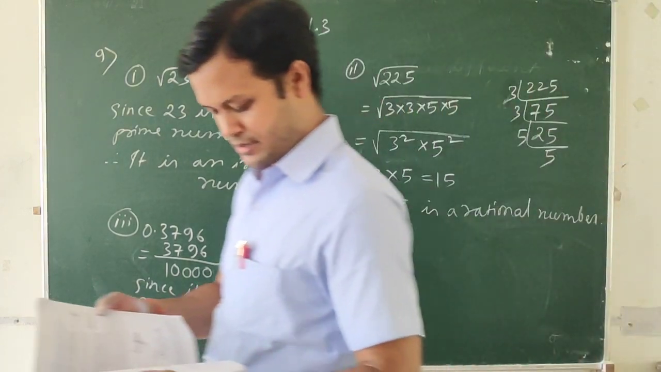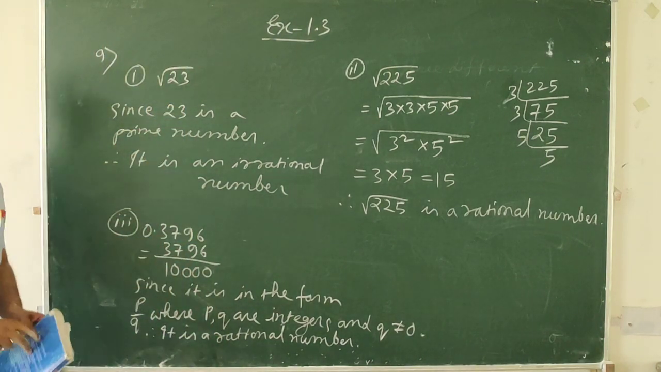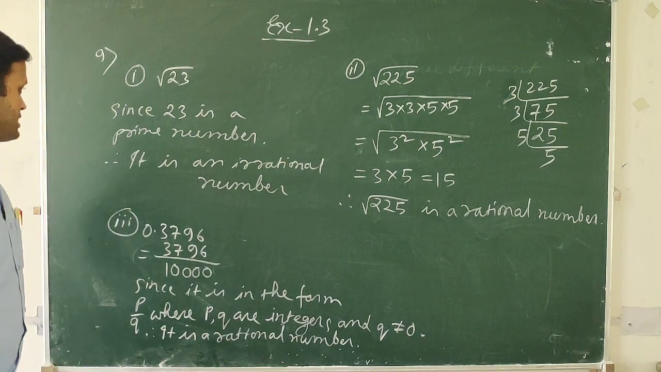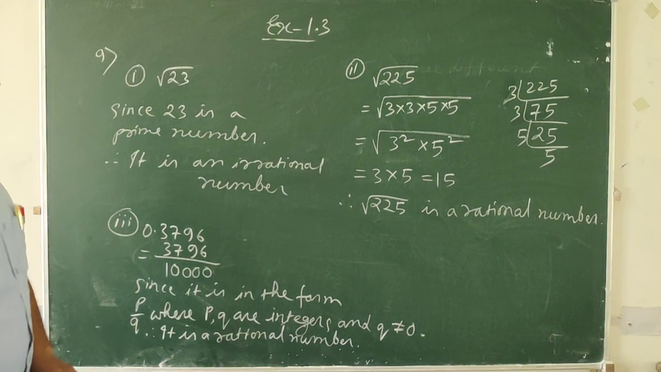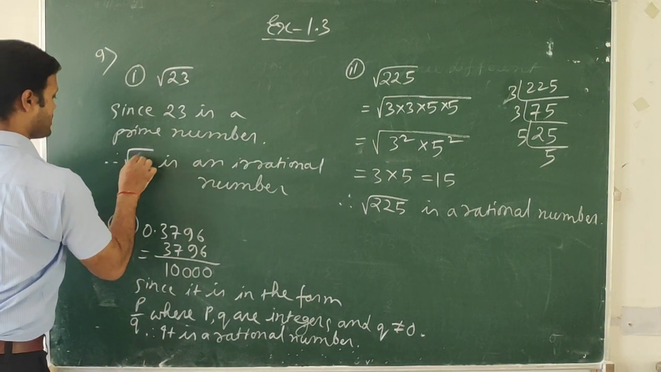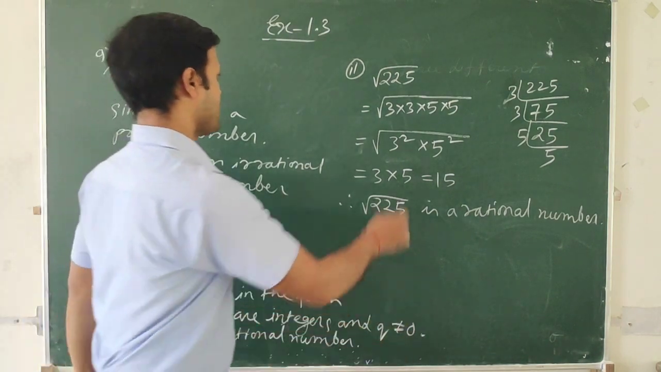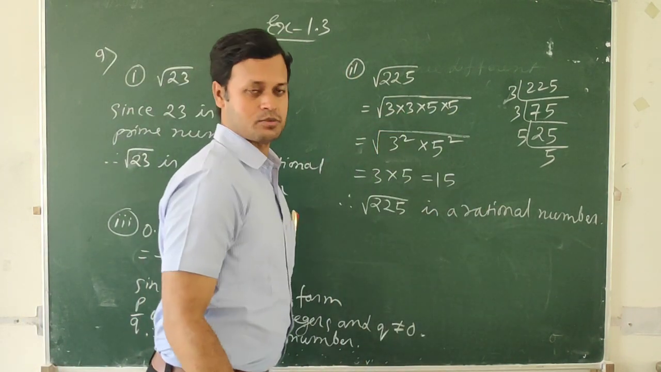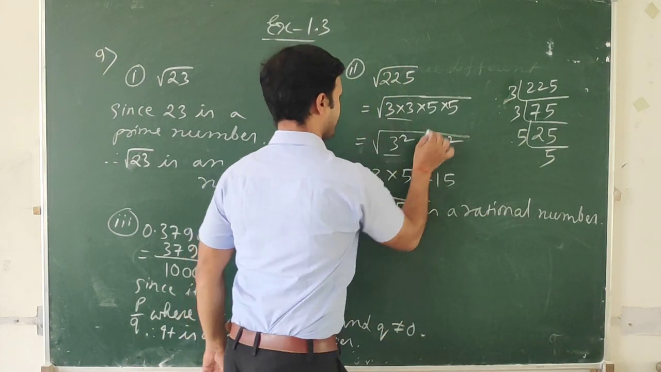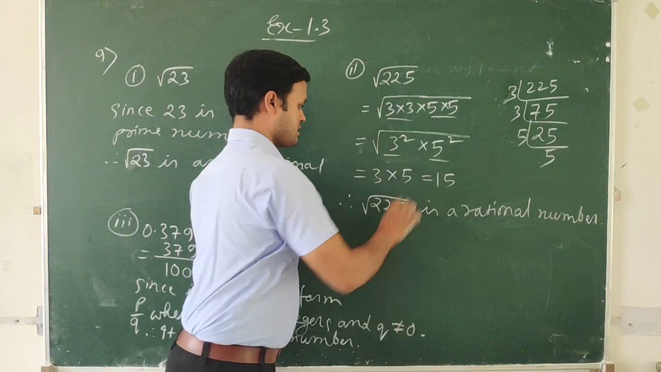So see students. So first one is root over 23. As I said, 23 is not a square number. 23 is a prime number, isn't it? Since 23 is a prime number, therefore root over 23 is an irrational number. Okay. And root over 225, I found out the factors of 225: 3 into 3 into 5 into 5. 3 into 3 is 3 square and 5 into 5 is 5 square. So the square and the square root will go. The answer is 3 into 5, 15.